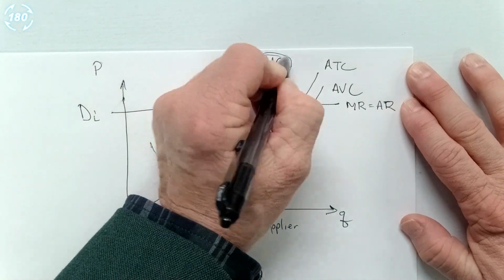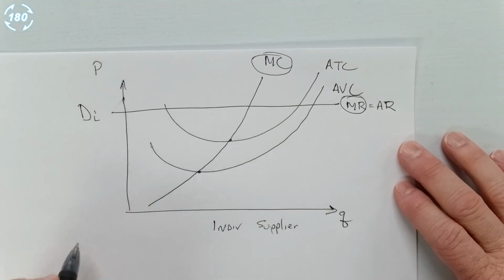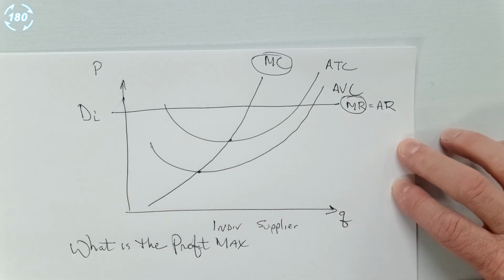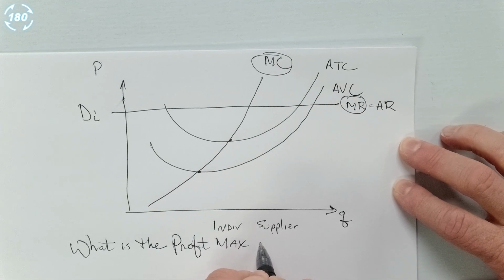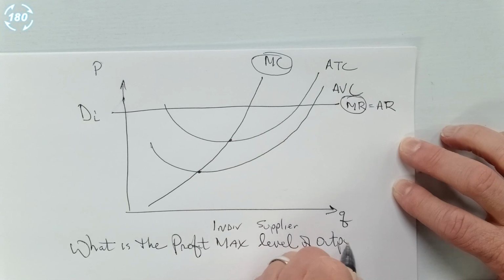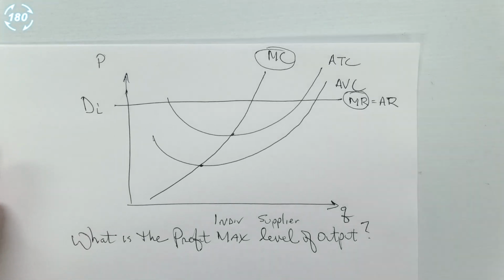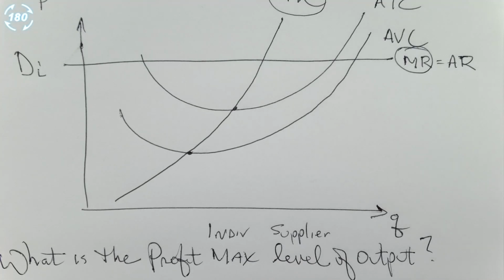So here's something. These 2 curves here, when the individual supplier wants to answer the question, let's just write it here: what is the profit maximizing level of output? That's what we want to do if we're in a capitalistic society. We want to maximize profits, right? Now, do you think somebody cares about that question? Is somebody going to pay you to answer that? You bet they will, right?